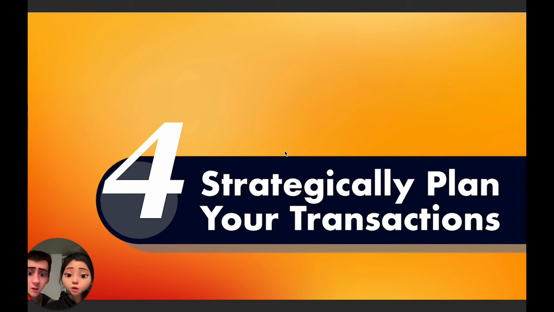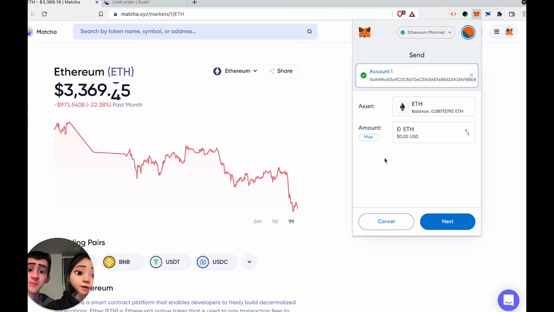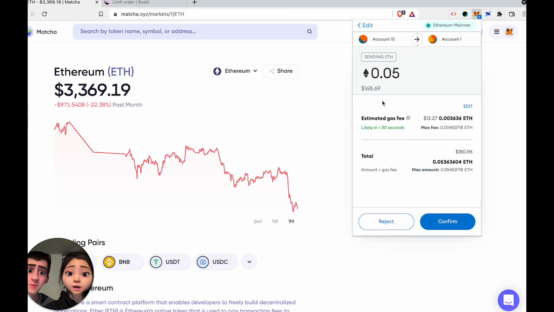Strategically plan your transactions. This one is very straightforward. Whenever you approve a transaction, there will be a pop-up window from your MetaMask. If you're not in a rush to get this transaction done, you don't have to pay the current high gas fee. You can set a low gas fee and wait for the gas fee to drop. Then the transaction will go through. So say I want to send somebody some ETH. Here it says estimated gas fee, $12. And I want to save money, pay say $4.